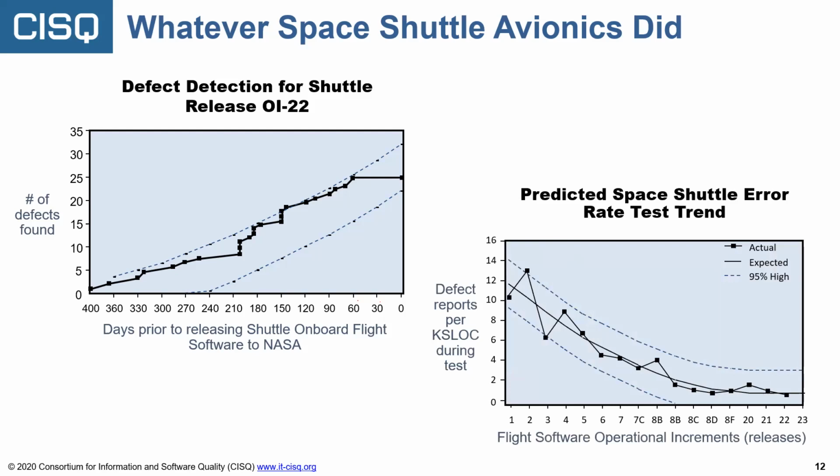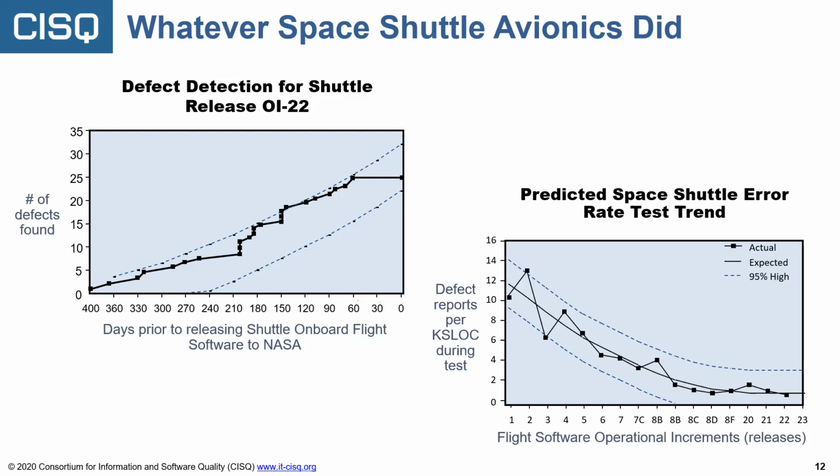So here's something that was really important to them as they get to delivering the code to NASA. This is the data across all the releases, 22, 23 releases they had made. And you can see this is the defect reports per 1,000 lines of code during their test procedures, during all their test cases. They started up where most people are, 10 to 14 defects per 1,000 lines of code. That was pretty common. That was back in the 70s.